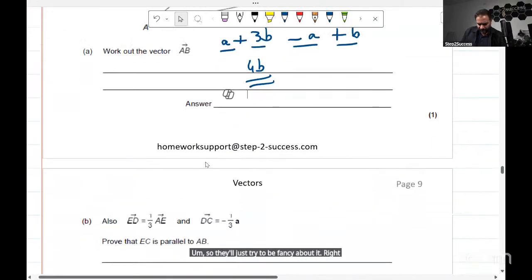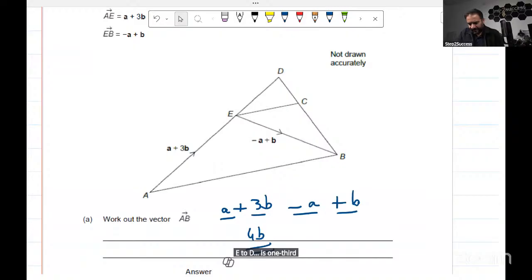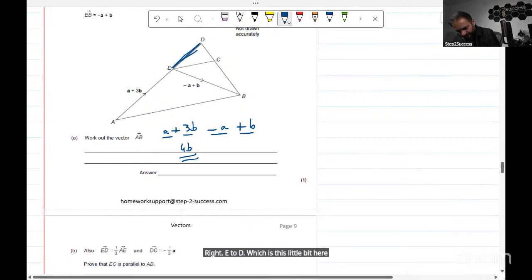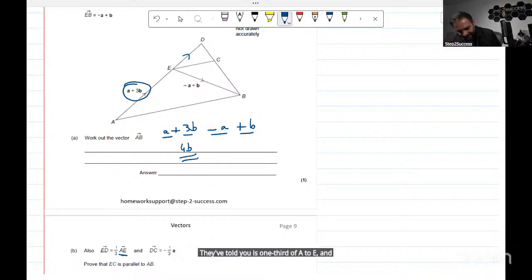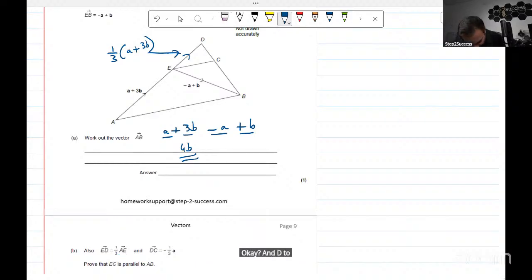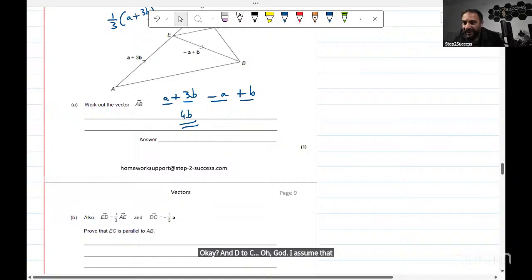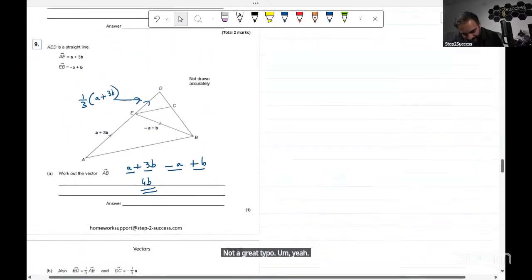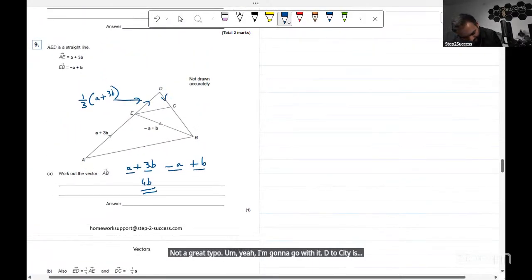Also, E to D is 1/3 A to E. E to D, which is this little bit here, they've told you is 1/3 of A to E. And A to E is that. So this is 1/3 of this, A plus 3B. And D to C, I assume that says minus 1/3 A. Looks like it's not a great typo. Yeah, I'm going to go with it. D to C is minus 1/3 A.